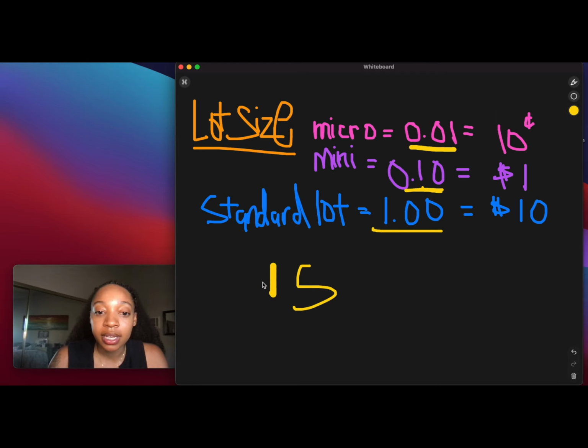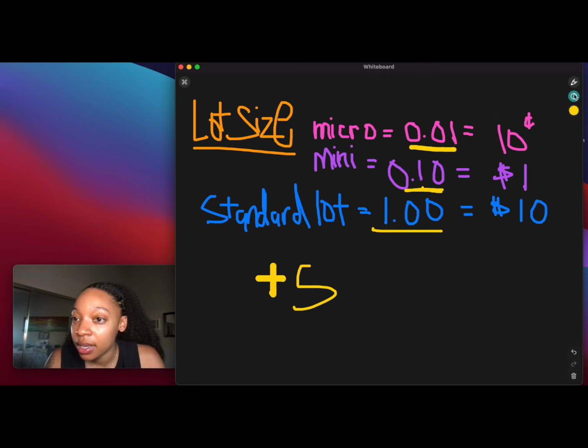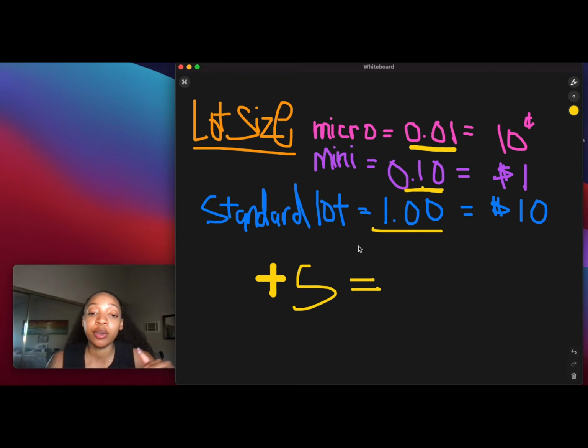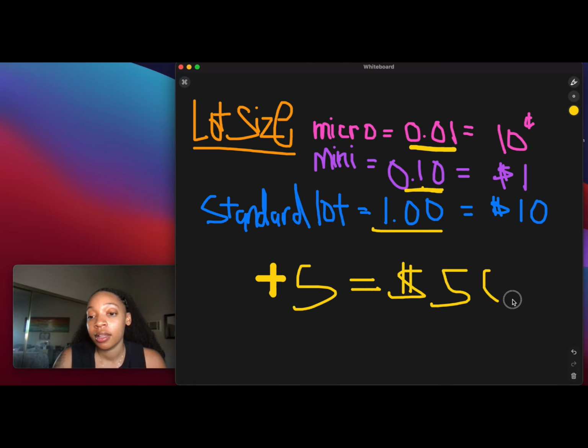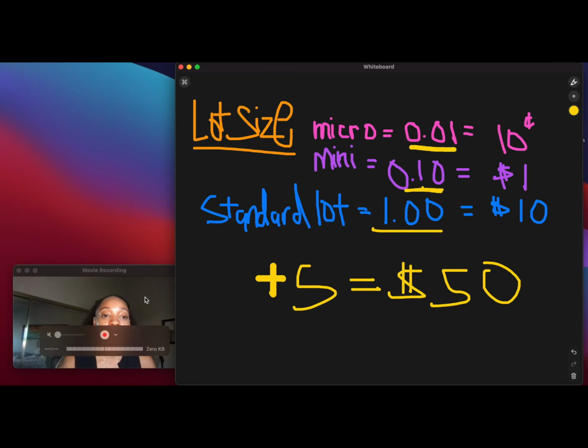Let's keep going for the sake of simplicity with this same equation. Let's say you're about to enter a trade and you type in the standard lot, and you put 1.00, which is $10 per pip, and you gained 5 pips before you got out of the trade. You would have made what? By now, you all know. Let's say it together: 1, 2, 3. You would have made $50. Perfect.